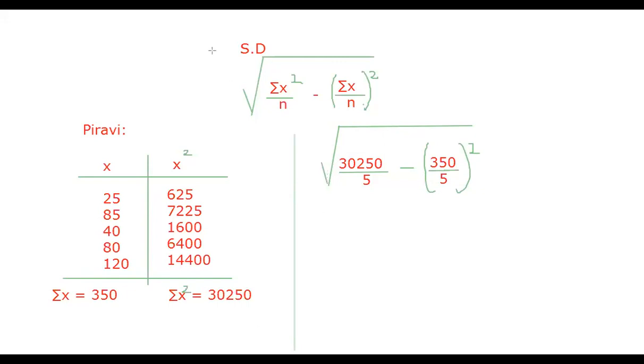So now we will simplify this process. 30,250 divided by 5 is 6,050. Then minus, 350 divided by 5 is 70, so 70 square. Don't forget to continue with our square root.